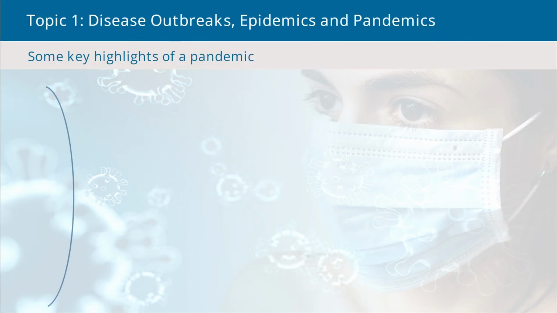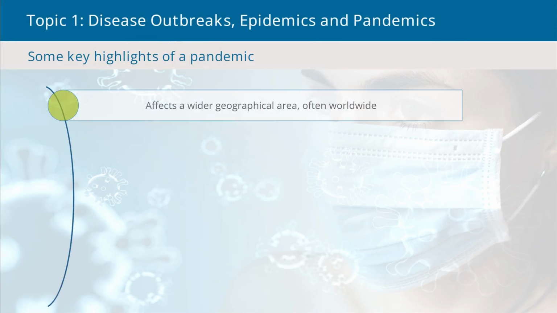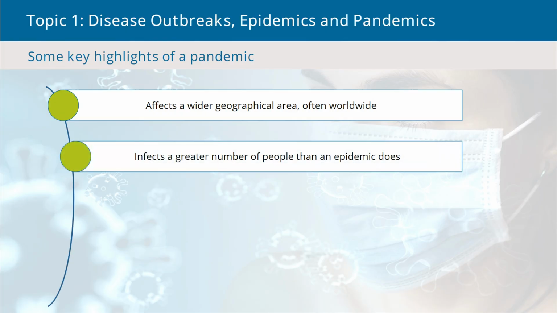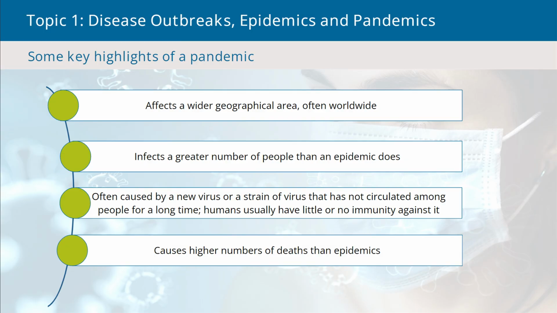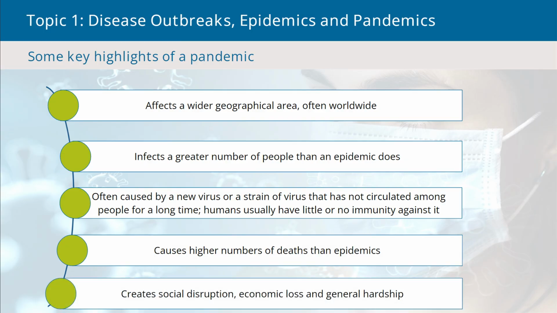Let us learn about some key highlights of a pandemic. It affects a wider geographical area, often worldwide. It infects a greater number of people than an epidemic does. It is often caused by a new virus or a strain of virus that has not circulated among people for a long time. Humans usually have little or no immunity against it. It causes higher numbers of deaths than epidemics. It creates social disruption, economic loss and general hardship.